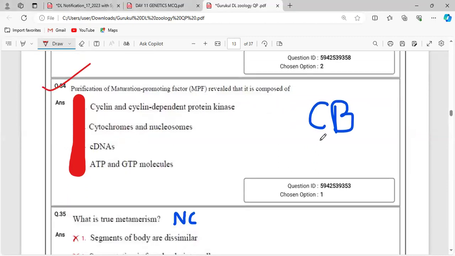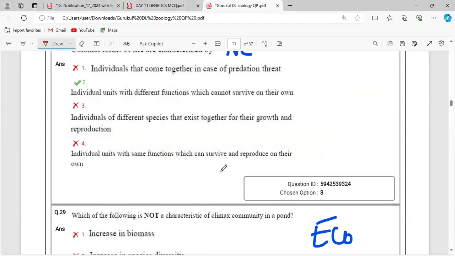Purification of maturation promoting factor, that is MPF, revealed that it is composed of cyclin and cyclin dependent protein kinase, cytochromes and nucleosomes, cDNA, that is complementary DNAs, ATP and GTP molecules. Obviously, that will be the cyclin and cyclin dependent protein kinase. Okay.